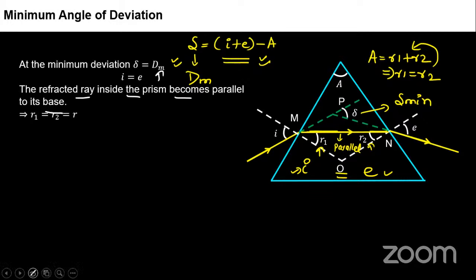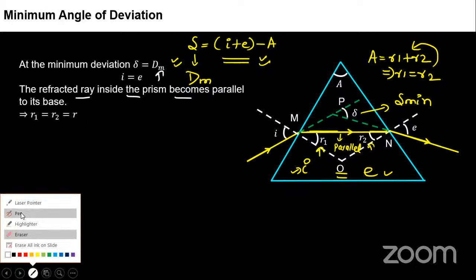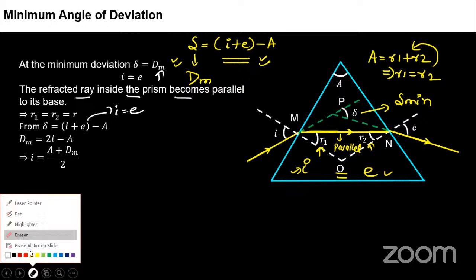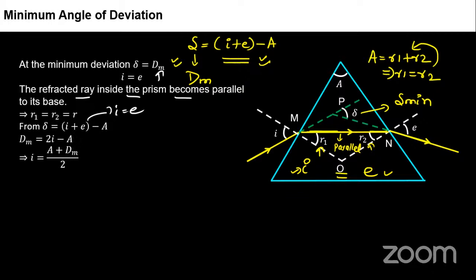Also this condition will be followed, that is, we'll say r1 equals r2 equals r. Next, if we focus on this formula, if I put here this first condition, that is i equals e, then we get 2i minus A, because i equals e will be 2i. Then you do some simplification and you get the i value.